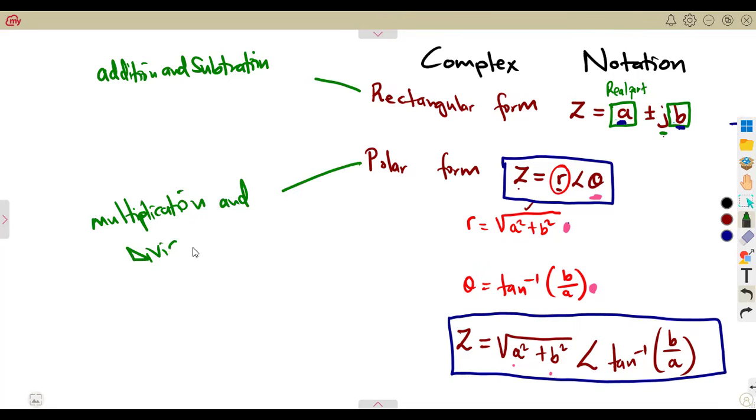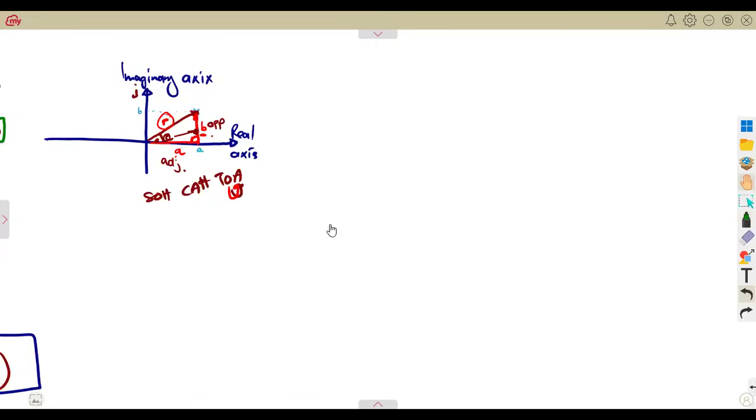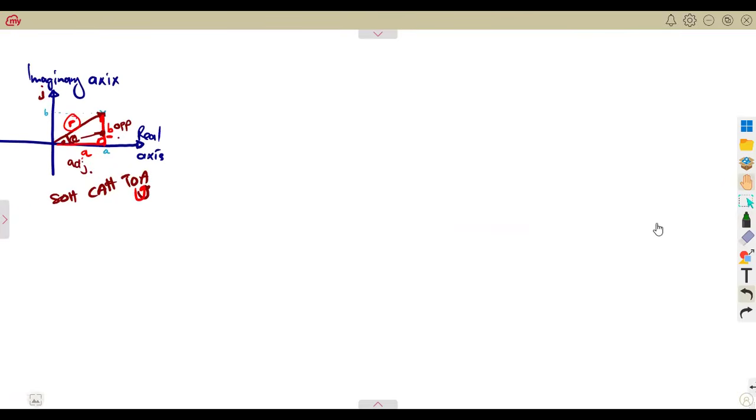Okay, so whenever we are referring to multiplication and division, use the numbers in polar form. Why is that so? All right, let's get this into consideration. Remember that in rectangular form, like I said, it is the easier part for us to perform addition and subtraction.